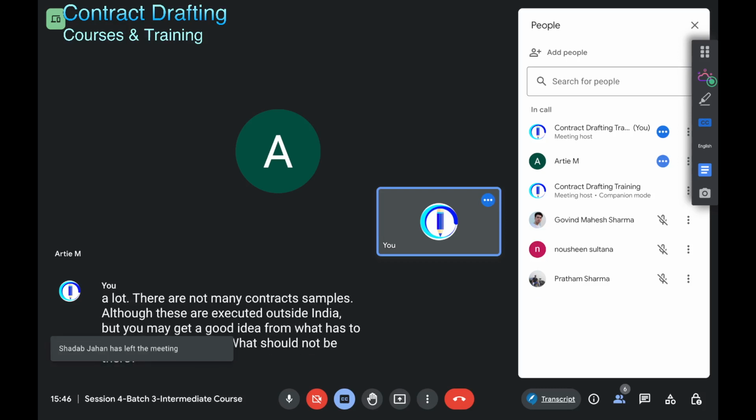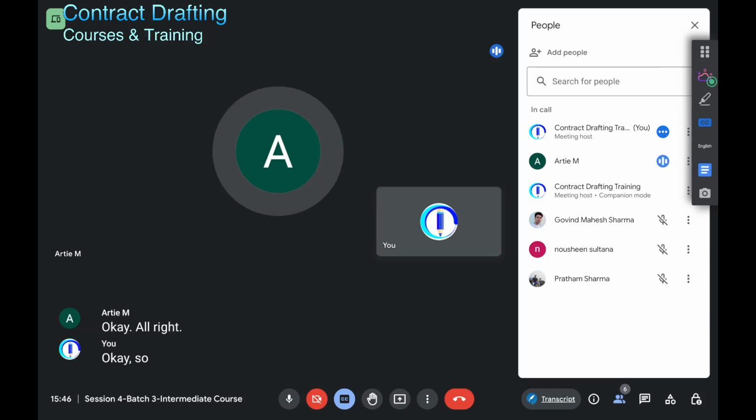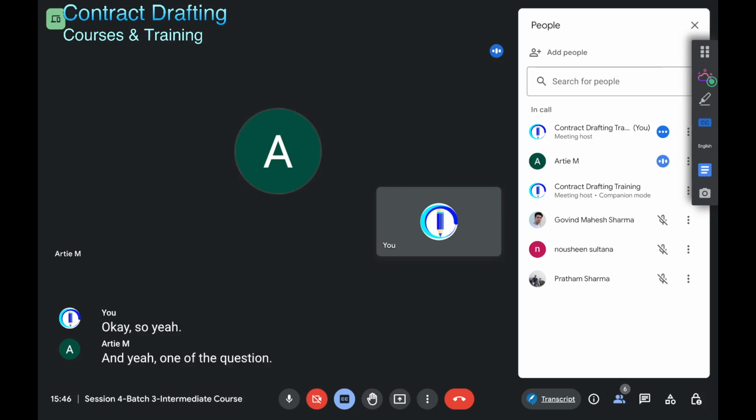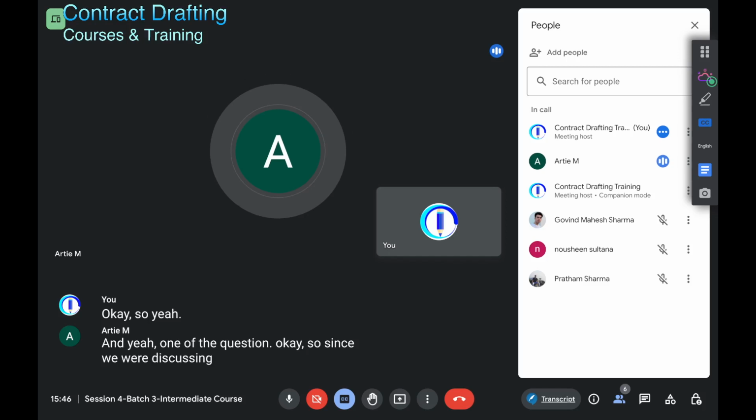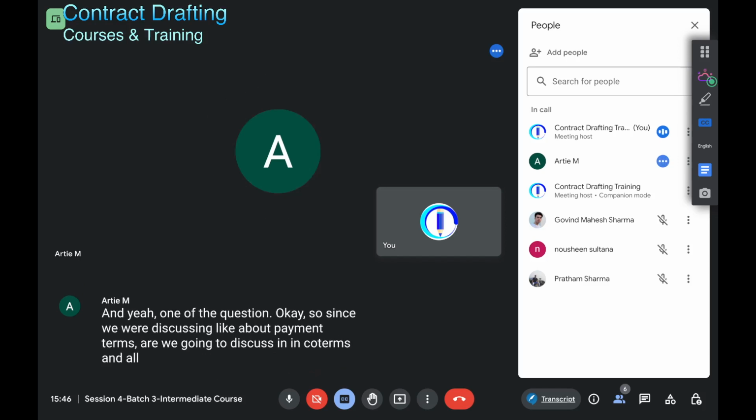All right. Okay. Sorry. Now I have another question. Since we were discussing payment terms, are we going to discuss Incoterms in detail? No, I'm not going to discuss Incoterms.